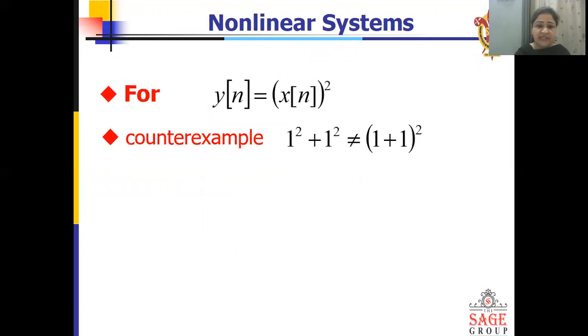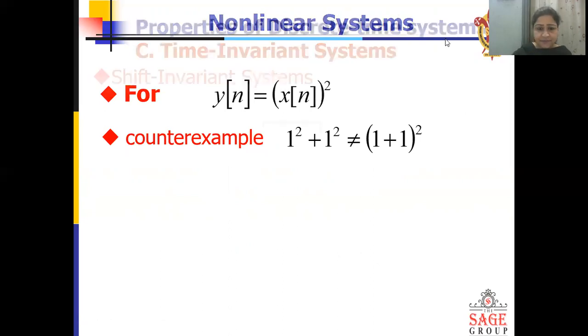Now, we have one more example, which is a squarer circuit. Squarer circuit means if any input is given to a discrete time system, then the output is the square of that particular input. In that case, it will be a non-linear system, because if we have two inputs, say 1 and 1, and we square these two and add, then it will not be equal to the result if these two inputs are added and squared. So this is a non-linear system.